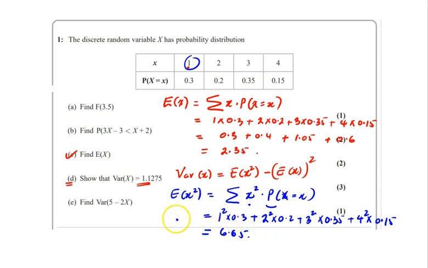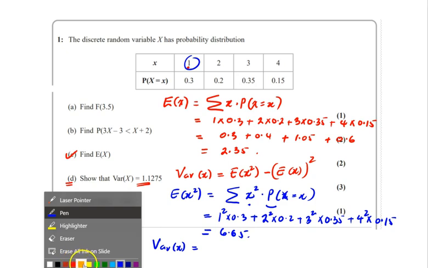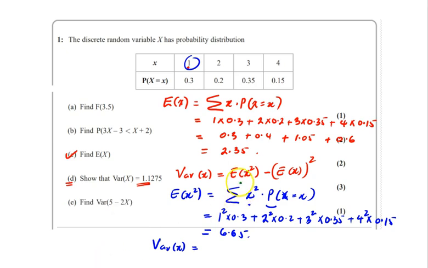Then from the expectation of x squared, we can calculate our variance. So the variance of x will be the expectation of x squared, which is 6.65, minus the expectation of x, all squared, which is 2.35 all squared. That's going to be our variance, and when you press your calculator, you get the exact same value that you're looking for here.